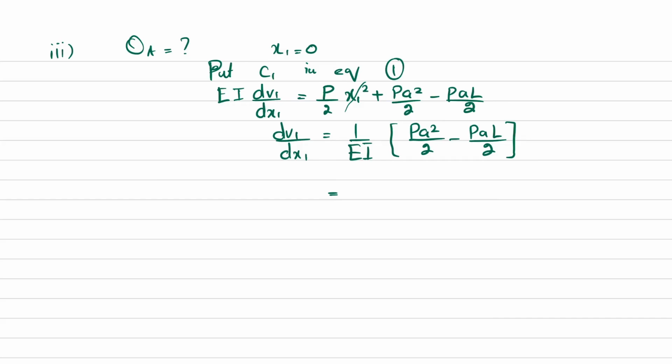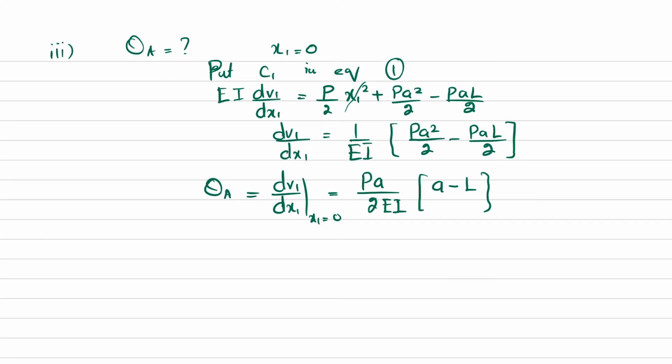So we will take 2 outside. If you take Pa as common from the upper side and 2 from the lower, so Pa over 2EI, and we will be left with a minus L. So this is dv1 over dx1 at x1 is equal to 0, which is equal to the slope at point A. Clear? And you know that a is less than L, so it will be a negative value, which means the slope is downward. So this is the answer of our third part.